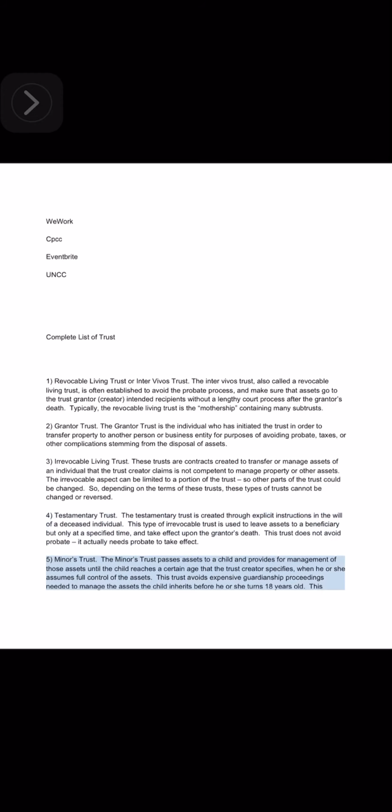5. Minor's Trust. The minor's trust passes assets to a child and provides for management of those assets until the child reaches a certain age that the trust creator specifies, when he or she assumes full control of the assets. This trust avoids expensive guardianship proceedings needed to manage the assets the child inherits before he or she turns 18 years old. This arrangement holds all assets in the trust secure for the minor child, since the grantor receives no income from the trust's assets.